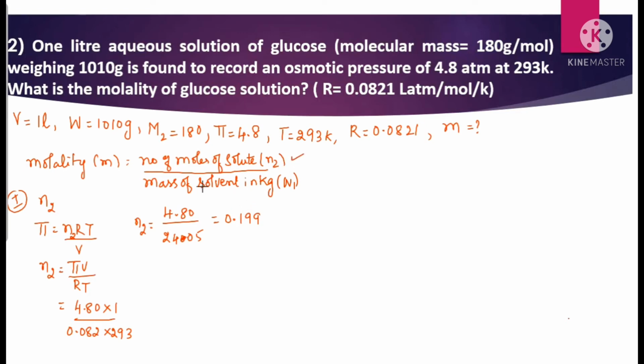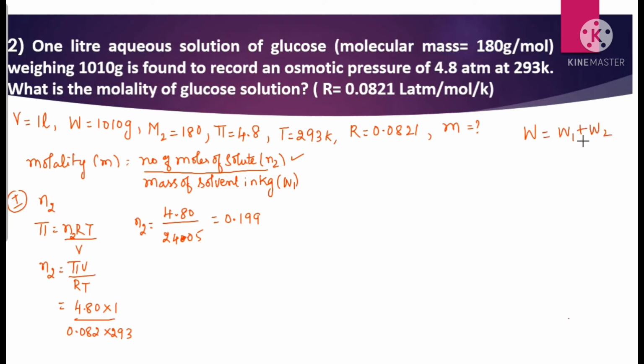Now the next step is the mass of the solvent in kilograms. How to calculate the mass of the solvent, W1? We are in need of W1, but the weight of the solution is given. So weight W is given. How to calculate the weight of the solution? Weight of solvent plus weight of solute.